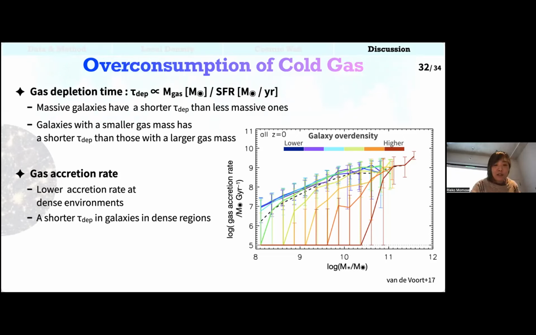So that leads to a shorter depletion time in galaxies in dense environments than in low density regions. Those two situations can occur at the same time in high mass galaxies in denser environments. Then their star formation would be even more suppressed than the ones with the same stellar mass in lower density environments. That is called the overconsumption of cold gas. So the sudden drop in the star formation activities of our high mass galaxies in dense environments, which I introduced in the previous slide, may be the proof of this overconsumption of gas reservoirs.